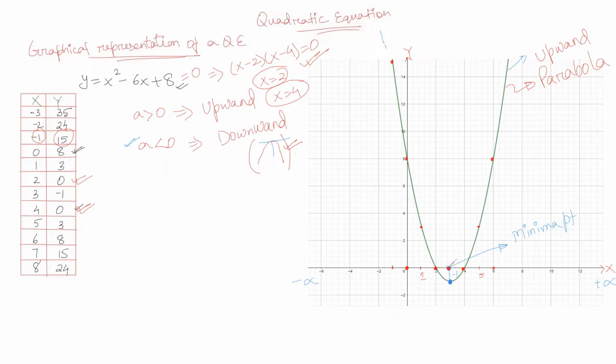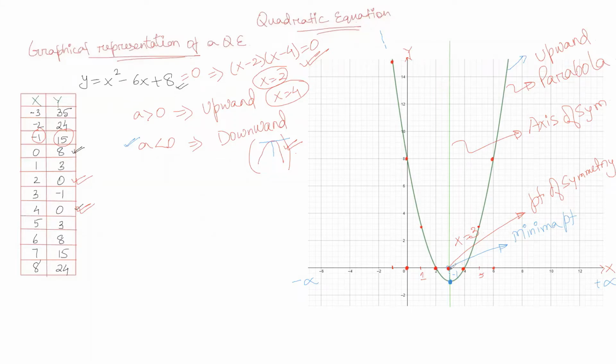And this point has a name, which is called the Point of Symmetry. And the line which passes through this point is called the line of symmetry or the axis of symmetry. In this case, this line would be simply x equal to 3.